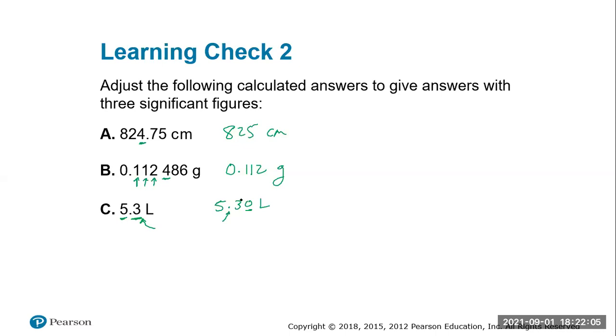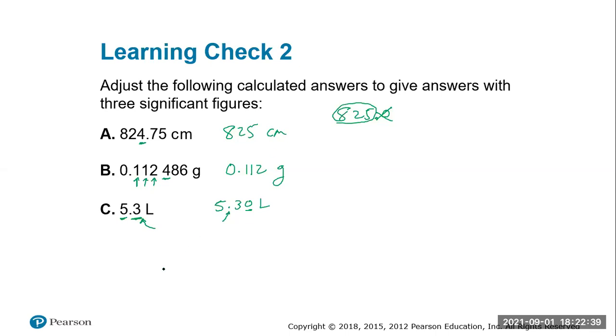Question, Professor? For A, if it would have been 825.0, that would be wrong, right? If you added a 0 at the end, that would not be 3 significant figures. It would be incorrect because you would now have 4 significant figures. That's why we wouldn't want to put that extra 0 there in this particular question, because it wanted 3, and we just needed that part of it. Okay, thank you. Welcome.